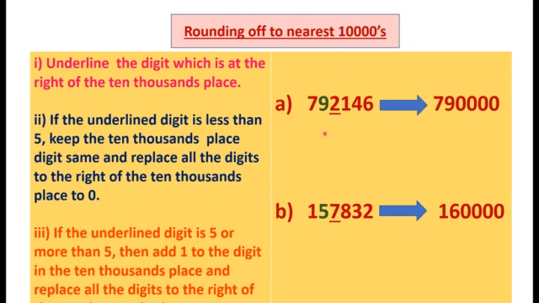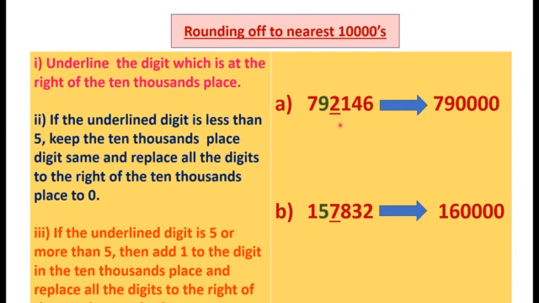Again the same thing we have to do, children. The number given here is 7,92,146. So what we have to do? First of all, we have to see what is the digit at the 10,000's place. That is 9. So we have to underline the right hand side digit, just the digit which is at the right hand side of the 9, that is 2.